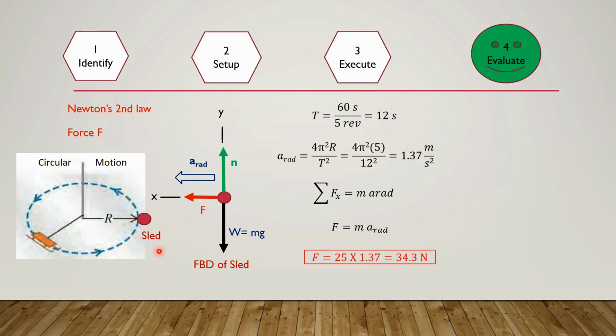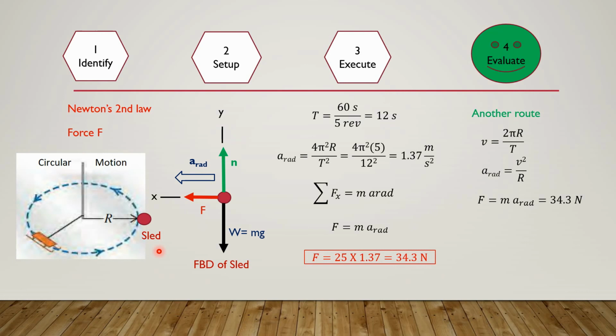Next step is to evaluate. In order to evaluate the answer, we will adopt another route. First we will find the velocity of the sled. V is equal to 2 pi r over T. R is the radius, which is known, and the time period T is known, so we can find the velocity. Another formula for calculating the radial acceleration is v square over r. Putting the values of v and r, we will find the value of the force.